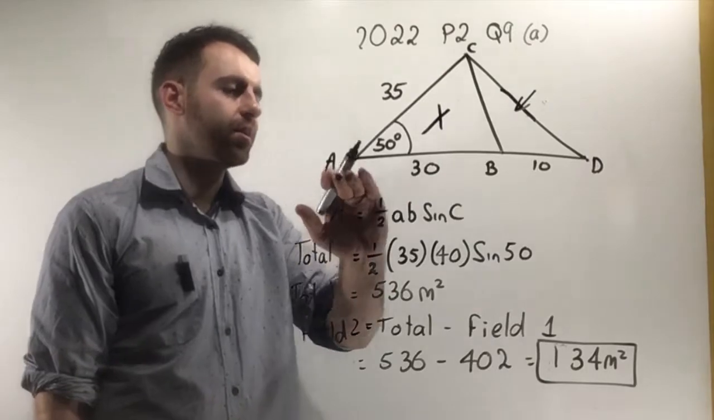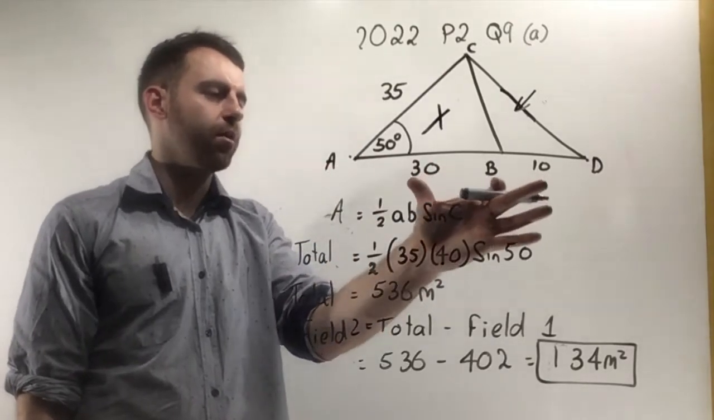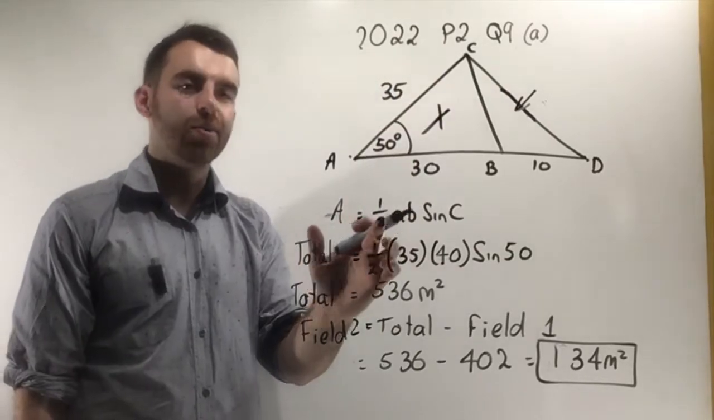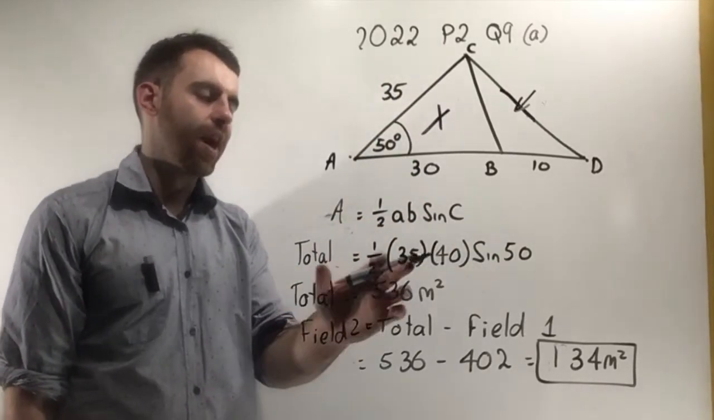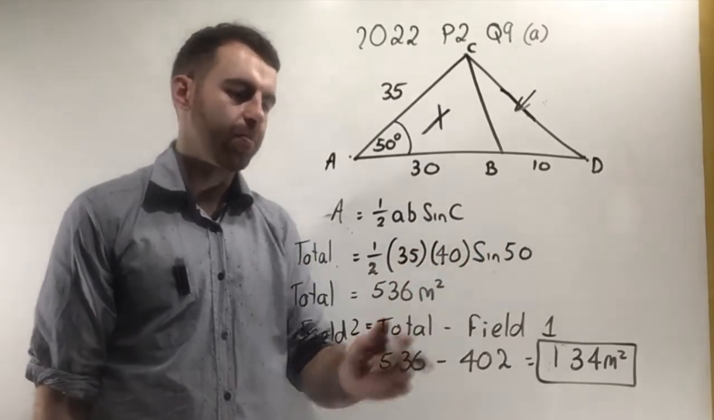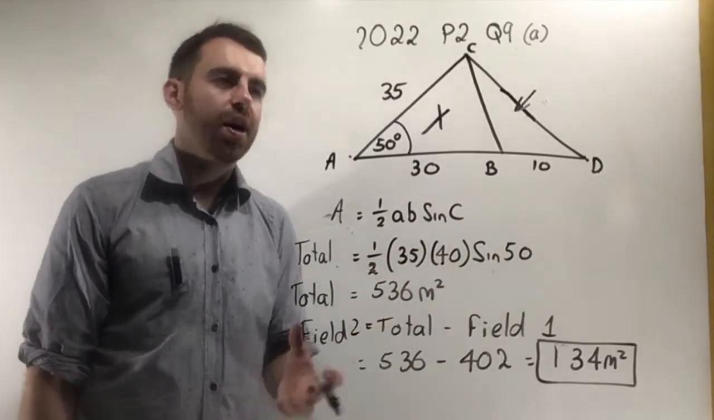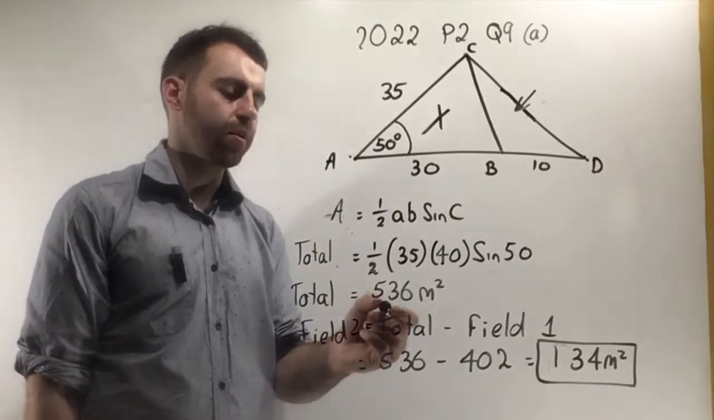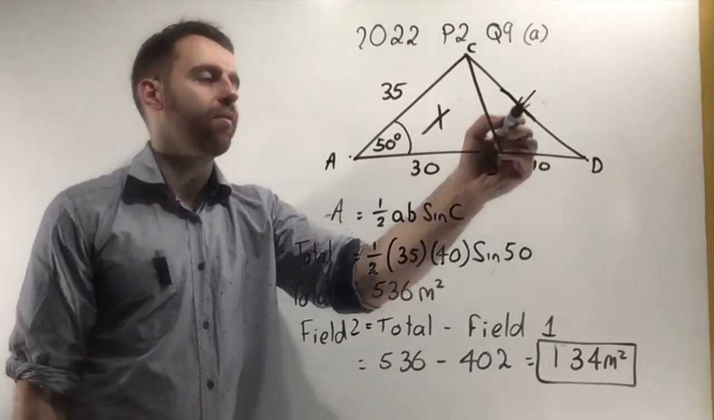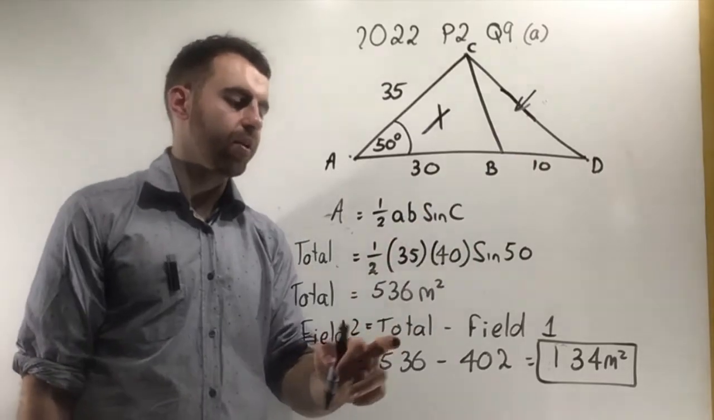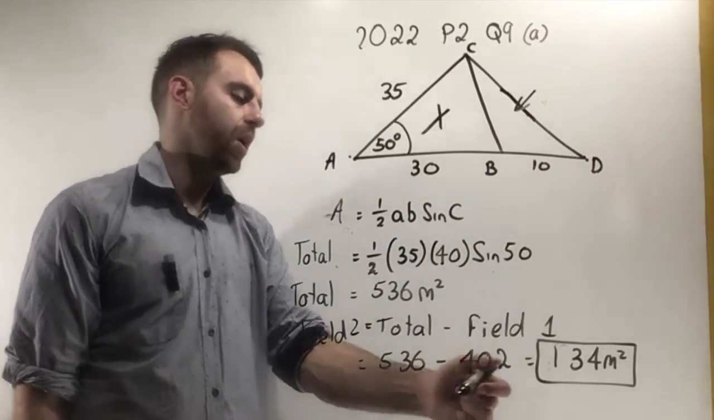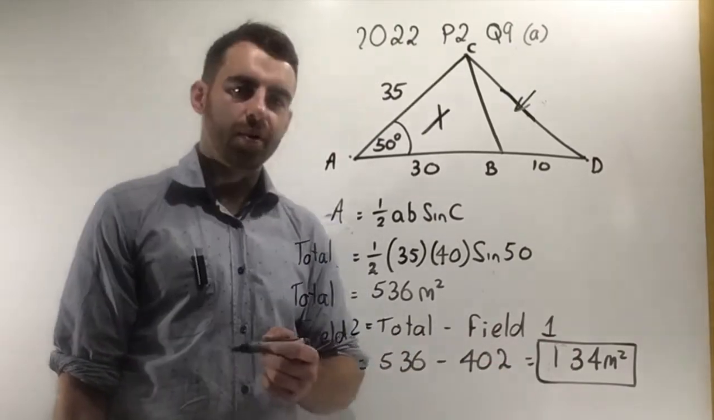So the sides of the big triangle are 30 plus 10, which is 40, and 35. So if you plug into a half AB sine C, you get a half times 35 times 40 times the sine of 60. You plug that into your calculator and the total area of the larger triangle is 536 meters squared. Then to get the area of field 2, it's the total area minus the area of field 1. 536 minus 402 leaves me with 134 meters squared.